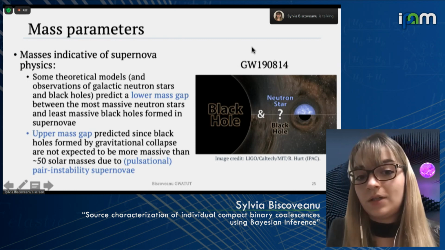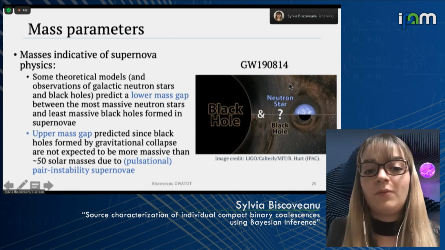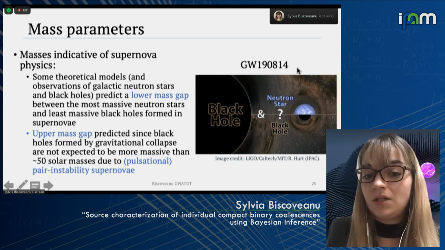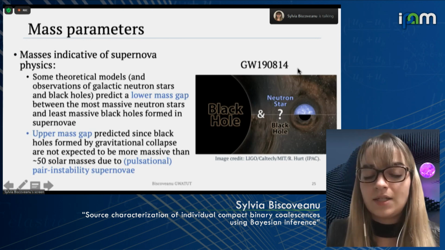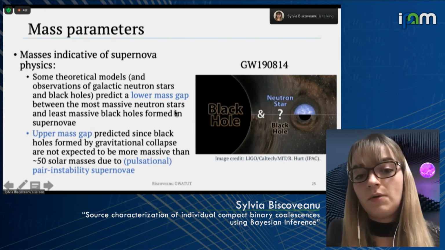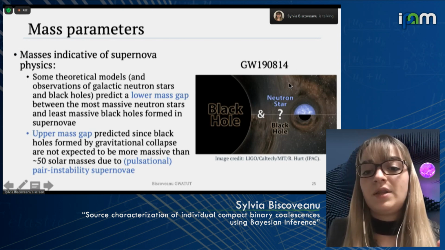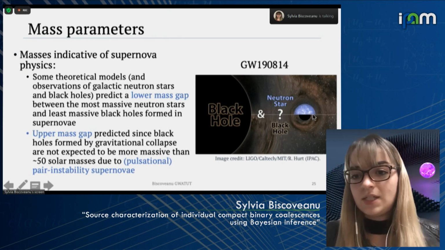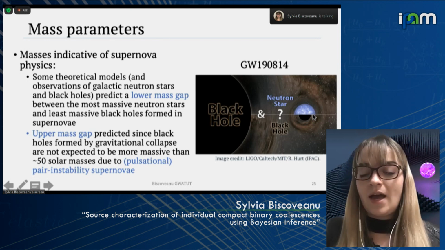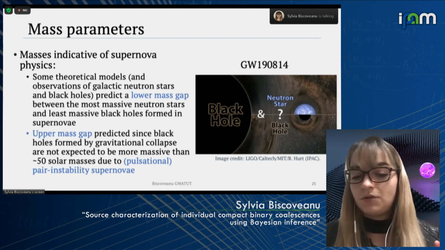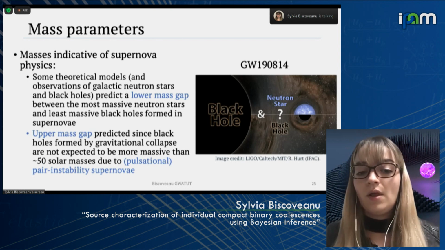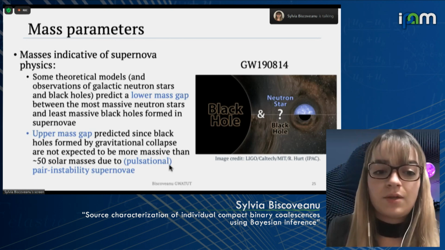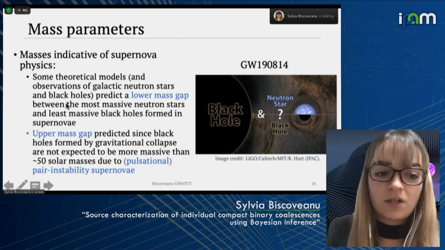So one particular interesting individual event where the masses can tell us something about supernova physics is GW190814, which was observed in the last observing run. And so we know the primary in this case is a black hole, but the secondary has a mass of 2.6 solar masses. So this lies in this putative lower mass gap, and we don't know if it's the most massive neutron star ever observed or the least massive black hole. But it is the first time that we've observed something to live in this mass gap. So that can tell us about how such compact objects form.